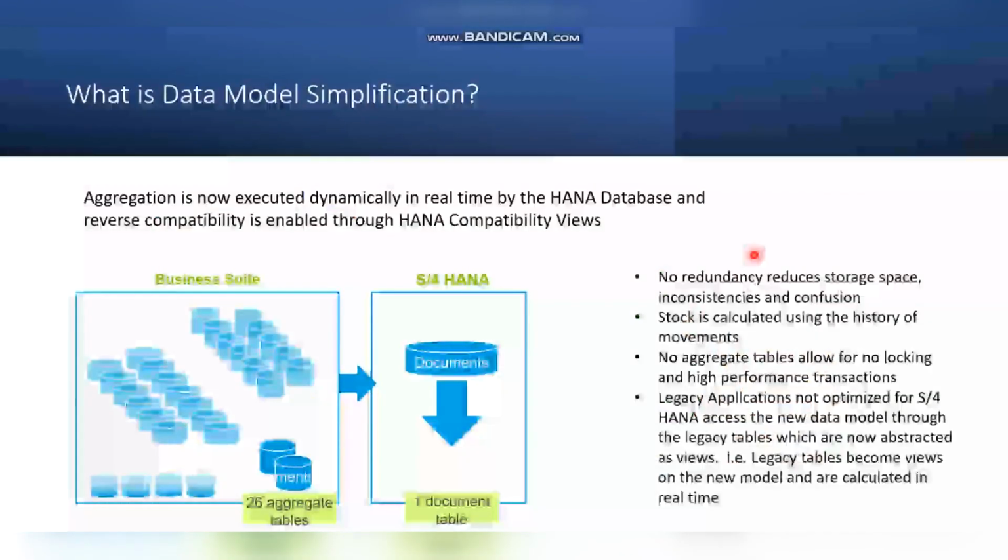Going to the next slide, this is somewhat an abbreviation of the previous slide. So we have 26 aggregate tables. Now all the data is converted into one single document table. So now aggregations are calculated and executed dynamically, and we have better performance because of this.